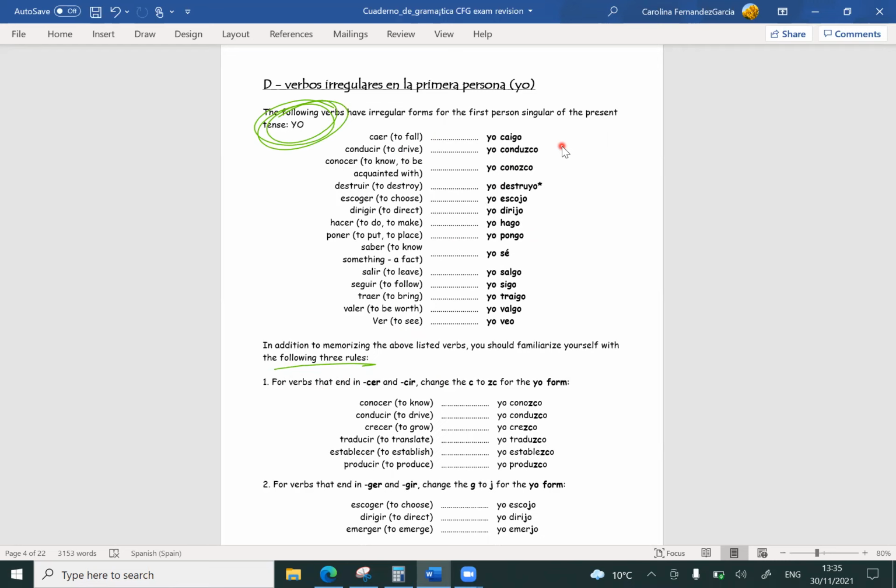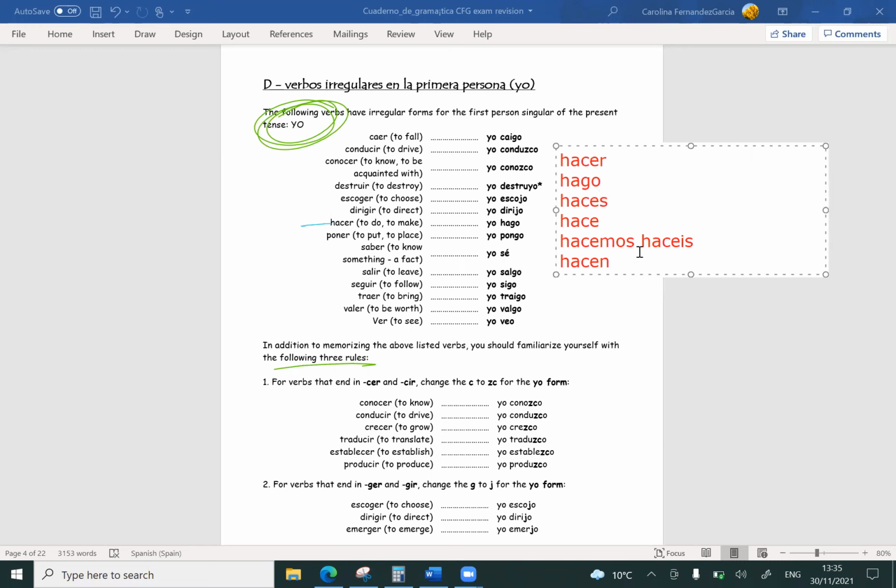Okay? So these verbs will only be irregular when I'm talking about me. So the first person, the yo form, is irregular, and after that, they will go back to normal. For example, let's take a verb like hacer. Hacer is to do or to make. It's irregular in the first person: hago, I do or make. And after that, it goes back to normal: haces, hace, hacemos, hacéis, hacen. So this verb is only irregular in the yo form.